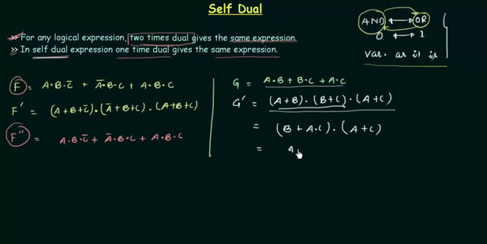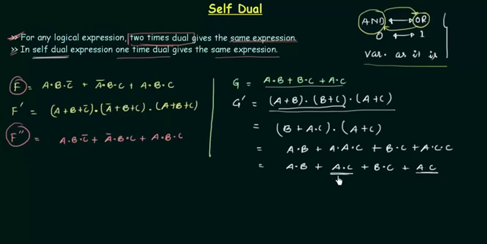A and B I have, A and C I have, B and C or A and C or C. I have just opened the bracket and I have this result. We will further minimize it. A and A is definitely A and C, B and C. A and C is A and C.